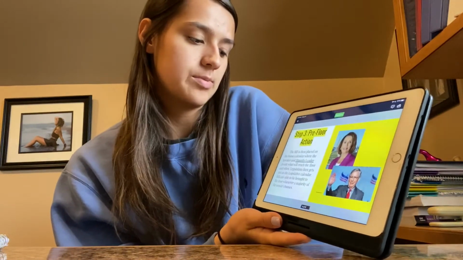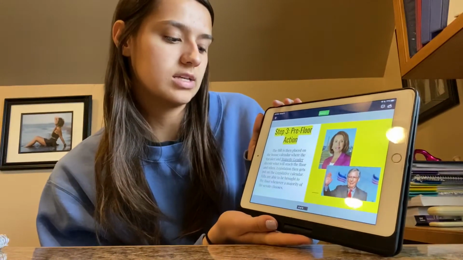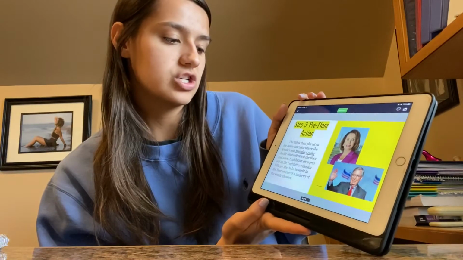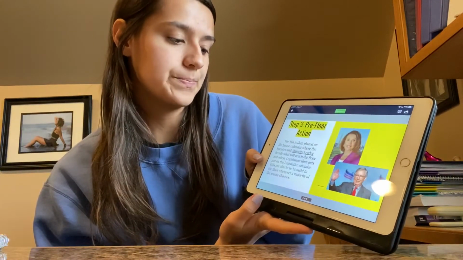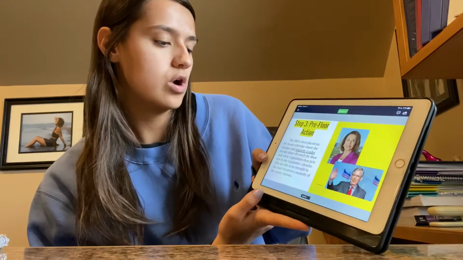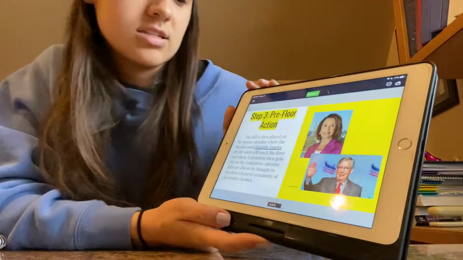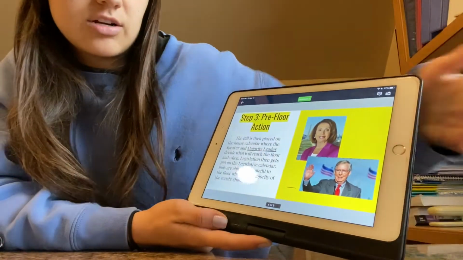And then step 3, pre-floor action. The bill is then placed on the House calendar, where the Speaker and Majority Leader decide what will reach the floor and when. Legislation then gets put on the legislative calendar. Bills are able to be brought to the floor whenever a majority of the Senate chooses. And then my picture is of the current Speaker of the House and the current Majority Leader.